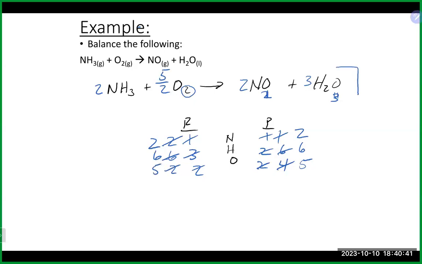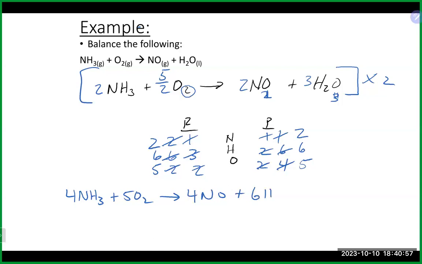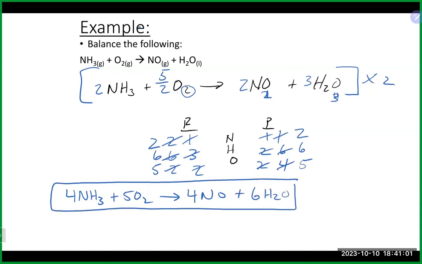Again, here we do need to clear it, so we cannot leave it as a fraction. So we're going to multiply everybody by 2 here, and that will give us 4 NH3 plus 5 O2 gives me 4 NO plus 6 H2O. And again, if I did not screw up here, we should still be balanced.